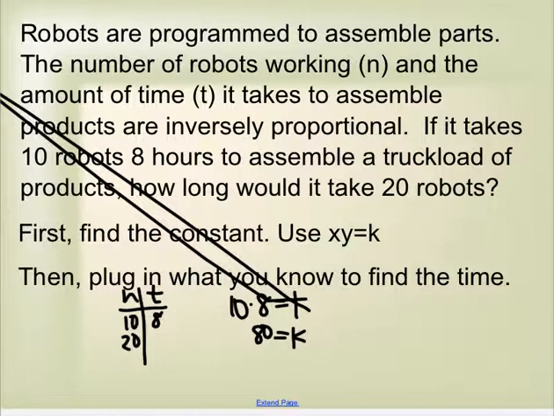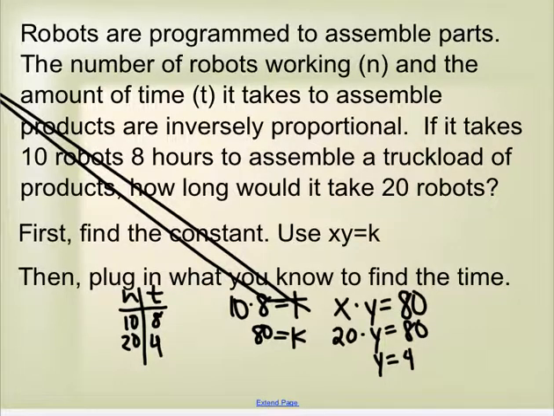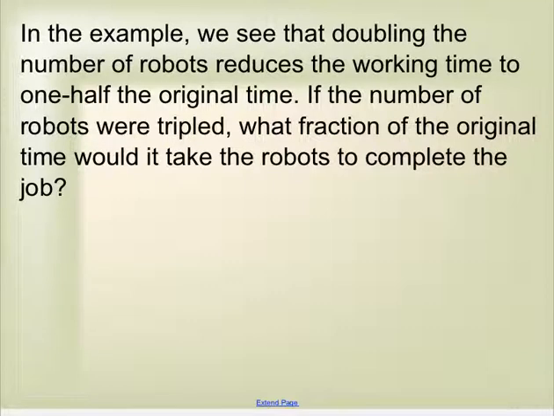Now that I know my constant, I can say if I have x and y, they have to equal 80. Every single time in this situation, they have to equal 80. So if I now know that x is 20, I have 20 robots, I can see that y would have to be 4. So it takes 4 hours to assemble those products with 20 robots. You can see how as we double the number of robots, it decreases the time by half. In the example, we see that doubling the number of robots reduces the working time to half the original time.